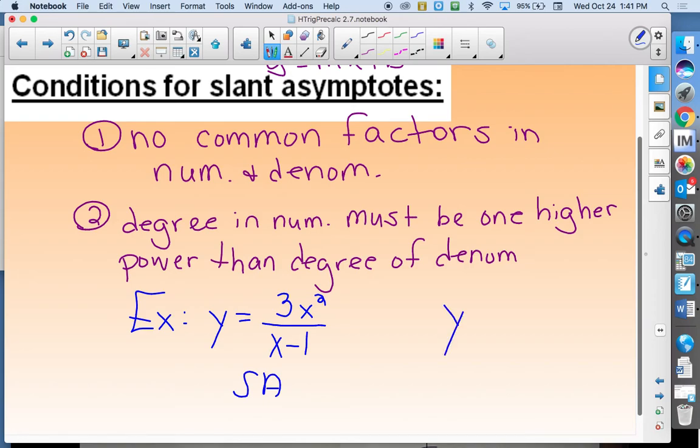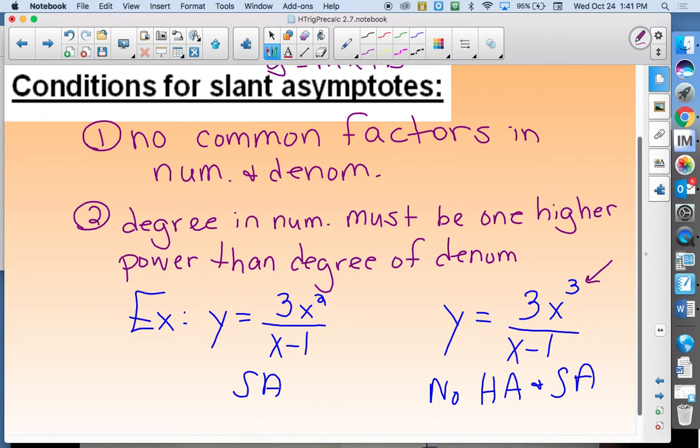If you had the function 3x cubed over x minus 1, this would not have a horizontal asymptote or a slant asymptote, because the power is 2 more on the top compared to the bottom. So it would have vertical, but it would not have a slant or a horizontal. So specifically, one larger power on the top compared to the bottom.